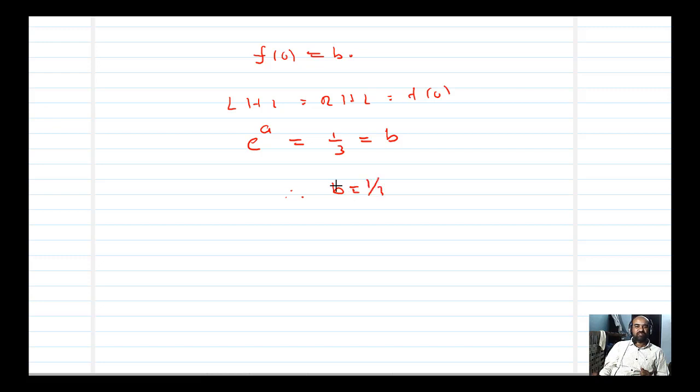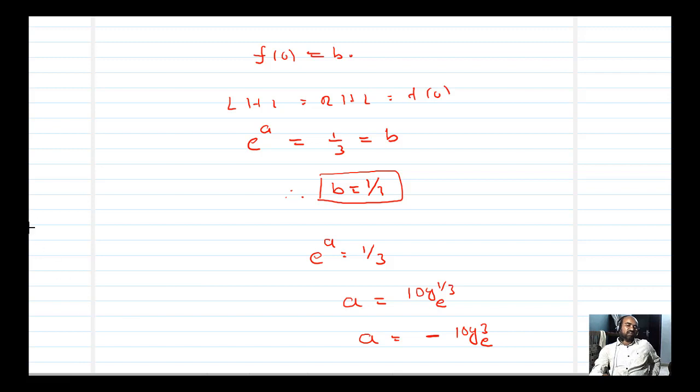Now I want a. E power a equal to 1 by 3. So a equal to, directly what can I write? Logarithm of 1 by 3 to the base e. Or in other words I can say a equal to minus log 3 base e. So finally what I got, I will write. Therefore a equal to minus log 3 base e, b equal to 1 by 3, c equal to 1.